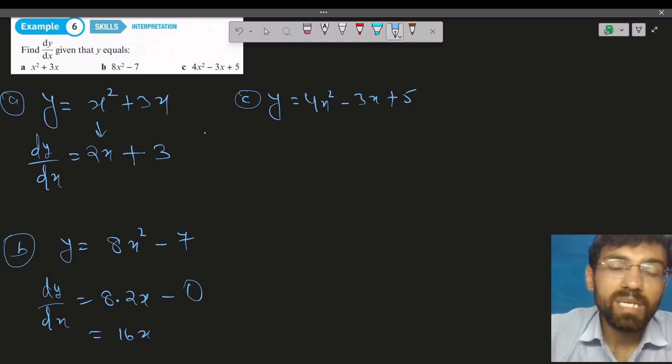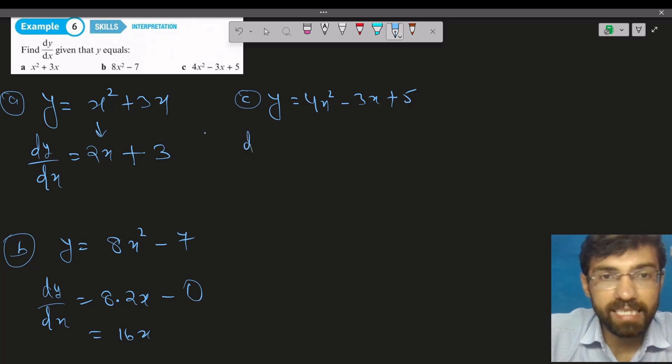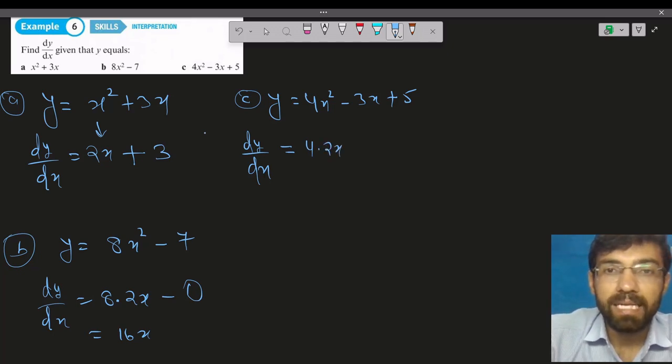Yes, so the differentiation of y, dy by dx, equals 4x squared. So 4 will remain as it is, because differentiation of a constant times some function leaves the constant as it is, and the differentiation of x squared is 2x. Then minus 3x. We just learned that if you have kx, the derivative is k, so it is minus 3 only.